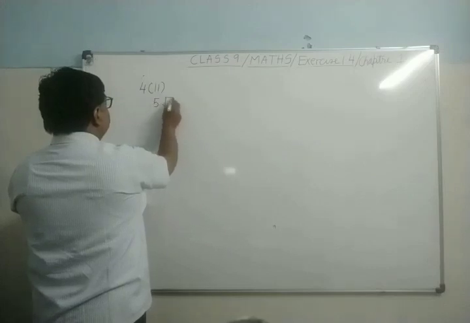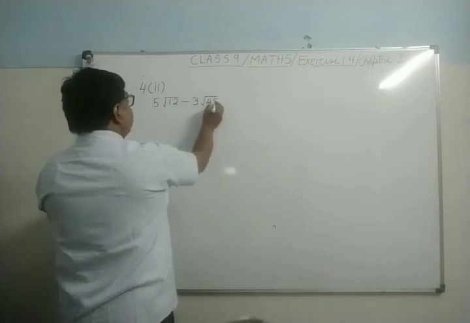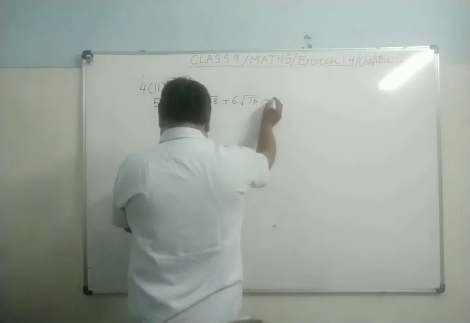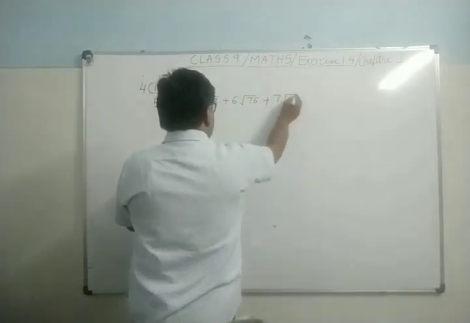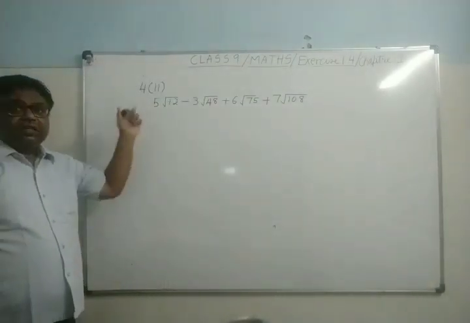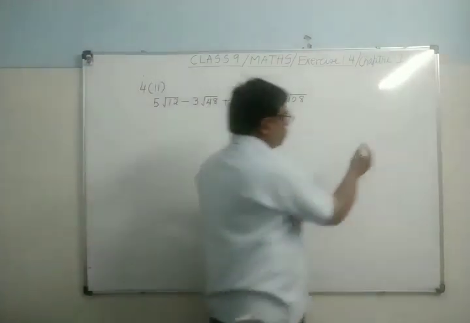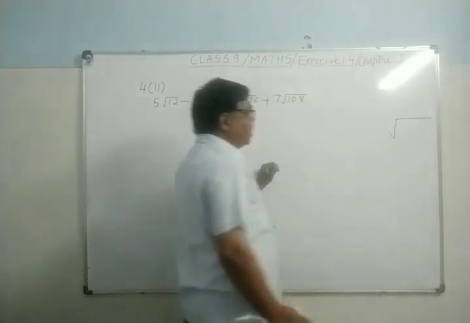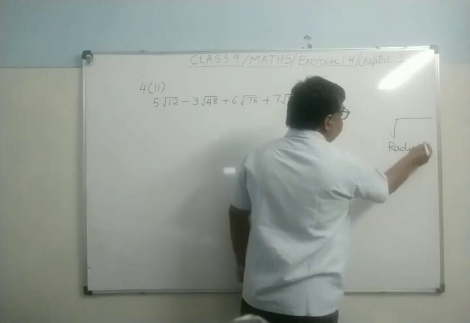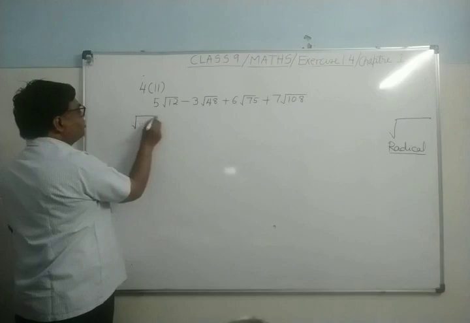5 root 12 minus 3 root 48 plus 6 root 75 plus 7 root 108. See here, first you will simplify all the terms which contain a radical sign. Radical sign means this sign. This sign we call the radical sign, R-A-D-I-C-A-L, radical. Is it clear?